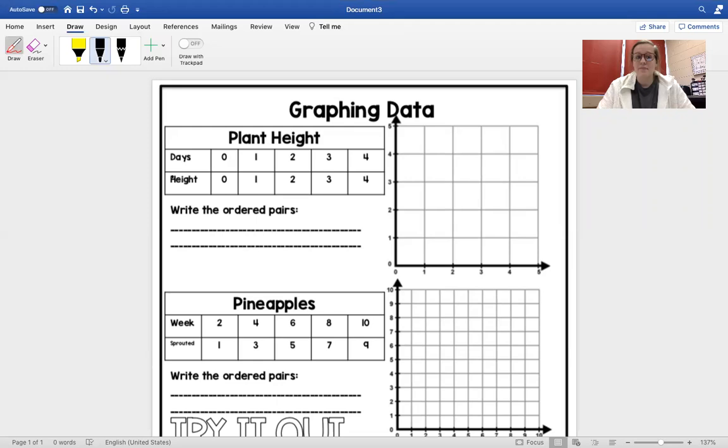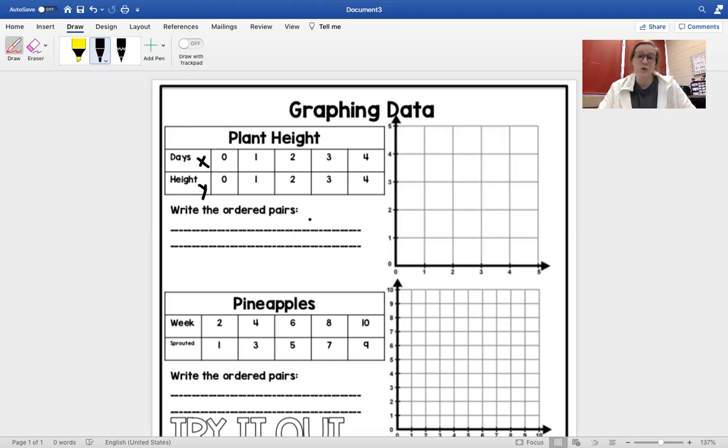So the first thing that we have is a chart with plant height data. We see the days on top and the height of the plants on bottom. I'm going to assign my days to be my X values and my height to be my Y values. That means that my days are going to go across my X axis and my height is going to go across my Y axis. It says write the ordered pairs. So I'm going to write my ordered pairs first, and then we will graph them afterwards.